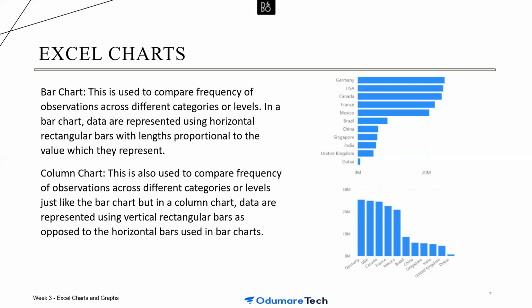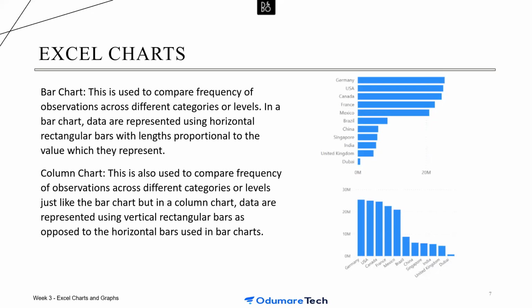Now we have bar charts. A bar chart is usually used to compare frequency of observations. And someone mentioned population earlier when we were talking about what types of data we should populate. So a bar chart is a very good choice for population, or even for COVID-19 data and all of those.